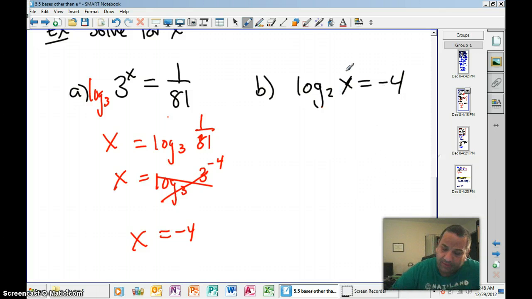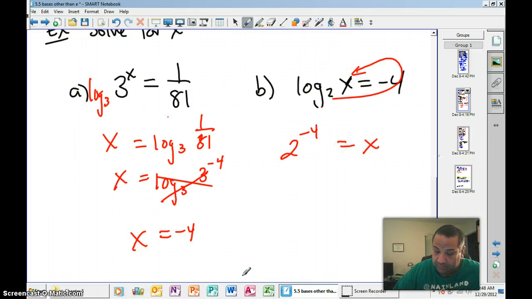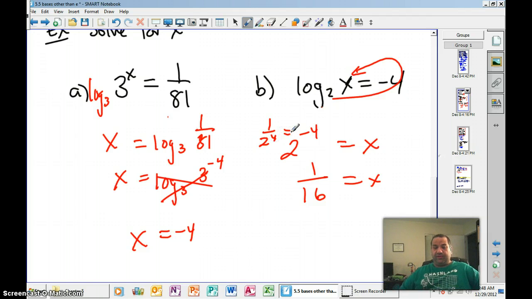So this one, a little easier. You would fish hook this one. And you'd say 2 to the negative 4 power equals x. So then we would say that x equals 1 over 16. Remember, 2 to the negative 4 is 1 over 2 to the 4th. These guys are the same. And then that's how I get 1 over 16.